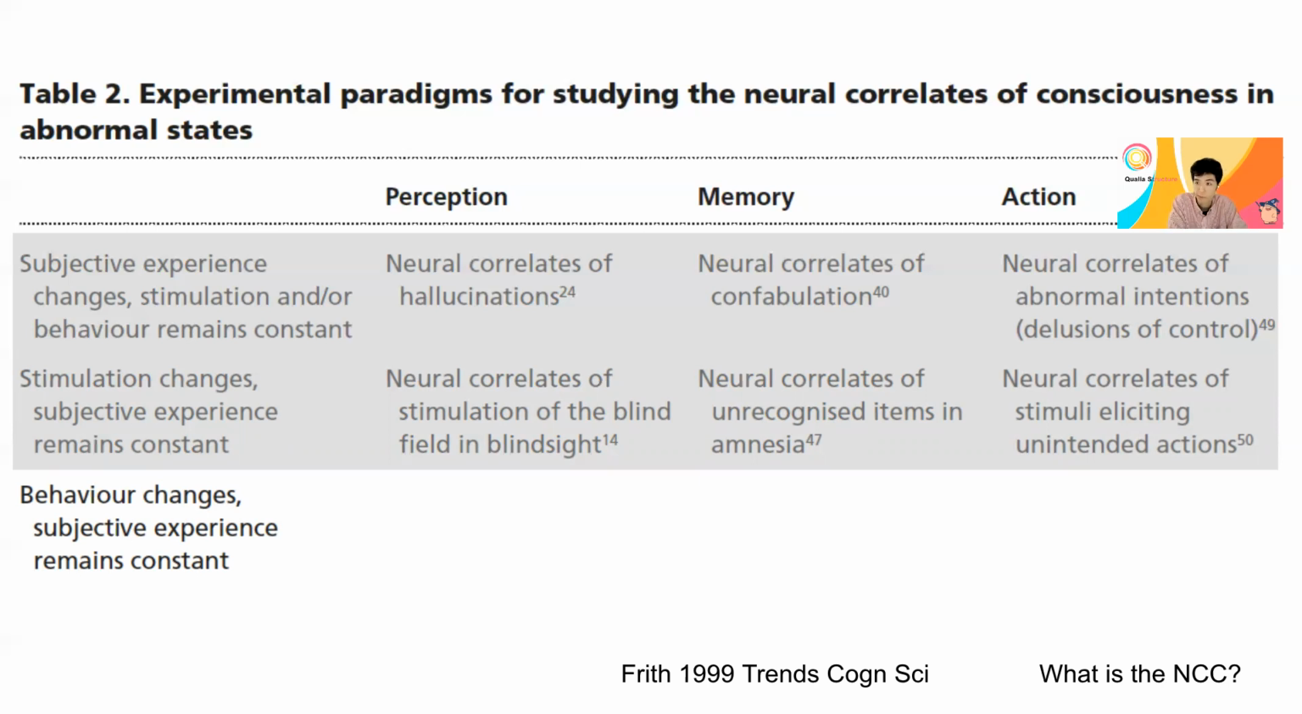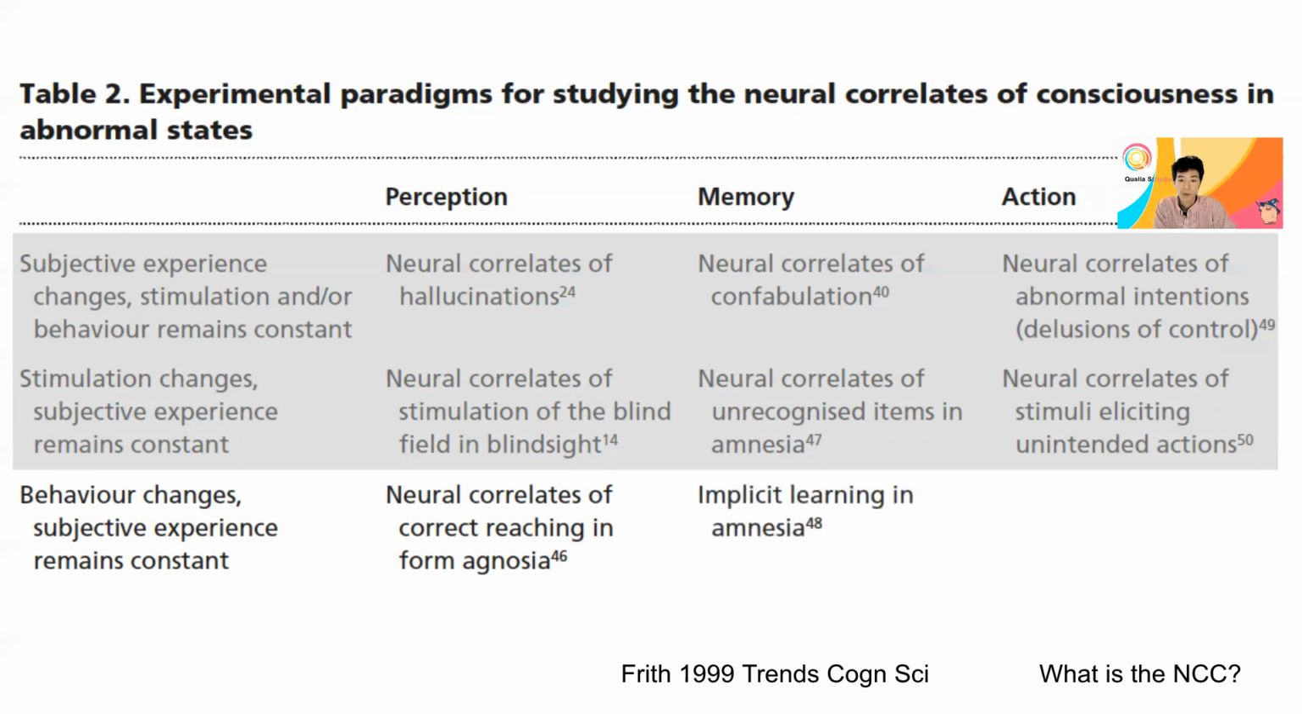And then finally, the final row is the behavioral changes that accompany constant subjective experience. And in terms of perception, neural correlates of correct reaching from agnosia. So here, they reach the object, but not really recognizing it, and in a different way. Memory, implicit learning, like the one that I explained in the last slide, but now studied in amnesia. And then finally, neural correlates of unintended actions in some particular patient population. So the idea is that the same kind of neural correlates of consciousness studies developed in normal subjects can be translated in patient populations or vice versa.